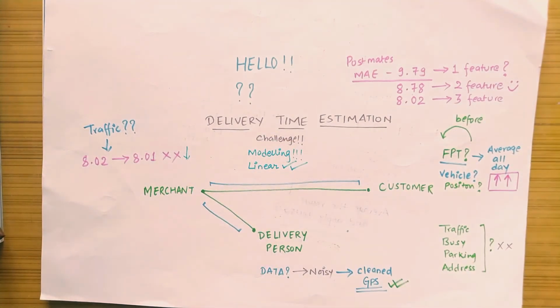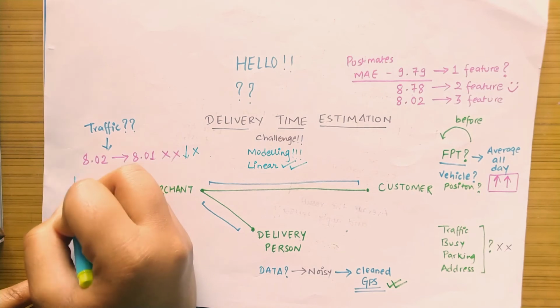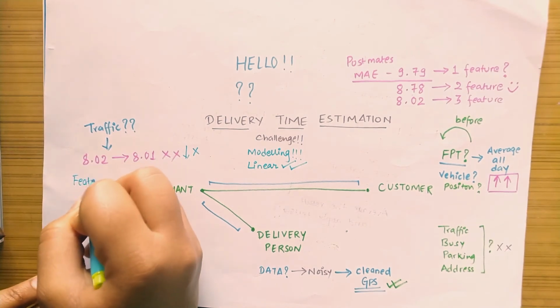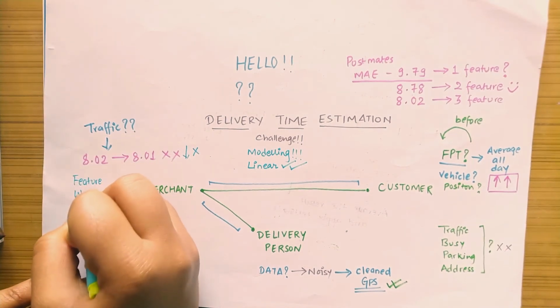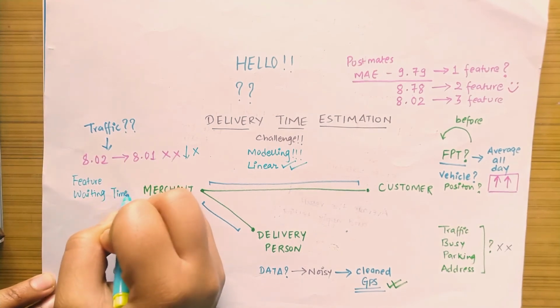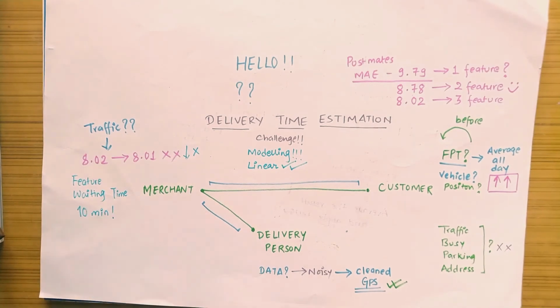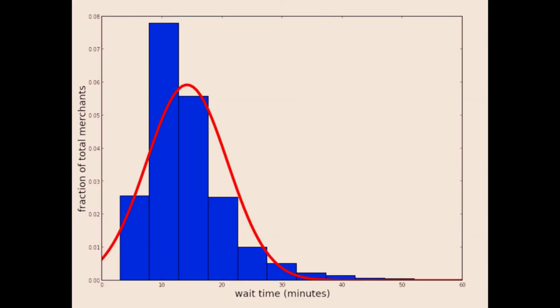This was still not a satisfactory MAE, so they decided to add another feature, the delivery person waiting time. By real-time data collection, they found out that a delivery person required approximately 10 minutes to park, pick up the food and head out. This is a plotted probability mass function for average wait time per merchant. It looks like a Poisson distribution, but more accurately it is a Gaussian distribution with no negative values.